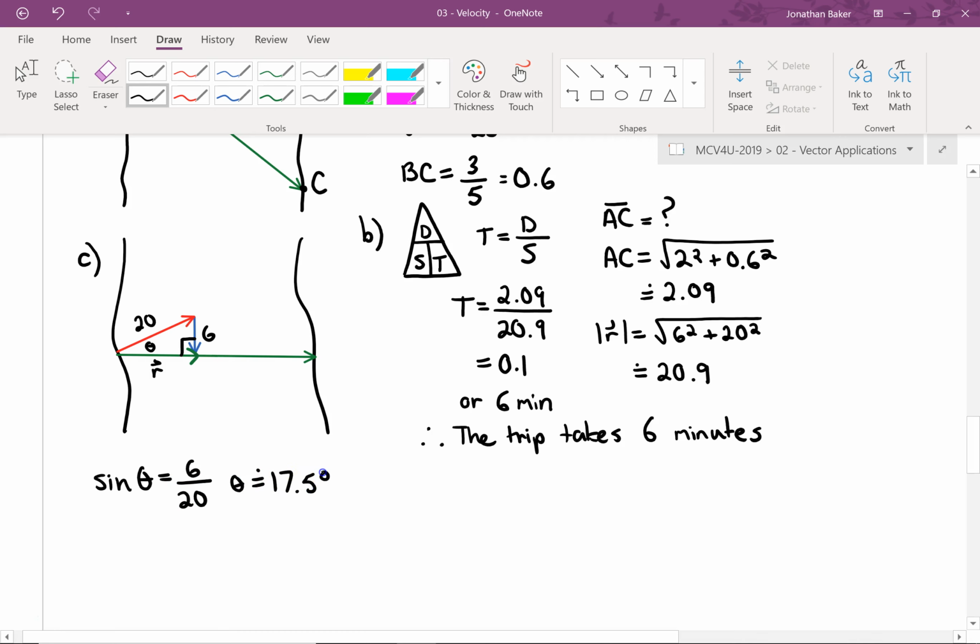And so she has to angle her boat upstream at an angle of 17.5 degrees relative to her path of movement, which is horizontal. Or relative to the riverbank, we could just subtract that from 90 and say 72.5 from the riverbank. However you describe it is fine as long as it's relative to something.